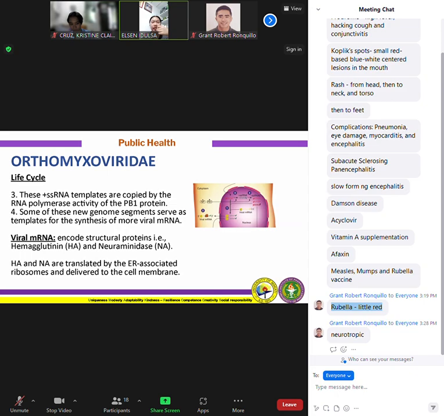So, sa step 3, yung mga na-synthesize na positive single-stranded RNAs, kinakopya naman niya this time ng RNA polymerase activity ng PD-1 protein. Tapos itong mga to, they become the templates for the synthesis of more viral mRNA. Tapos yung mga viral mRNA, they encode the structural protein such as hemagglutinin and neuraminidase, which we can find in influenza virus. So itong hemagglutinin and neuraminidase, they are translated by the ribosomes and then delivered to the cell membrane. Next slide.